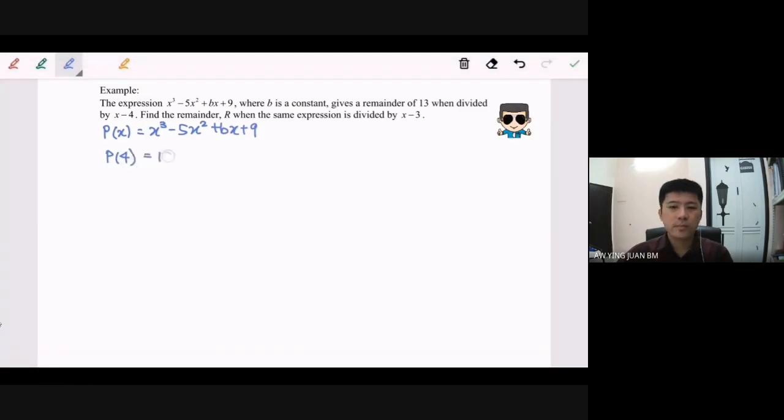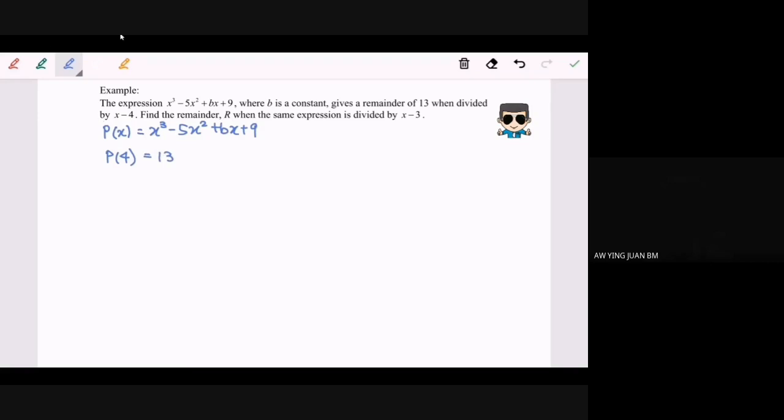4 and I will have 13 as a remainder. So now, first part, I'm going to find b. By substituting the value 4 into the expression, for the left hand side I will have negative 7 plus 4b which is equals to 13. By rearranging the equation, 4b equals to 20 and finally b is equals to 5.